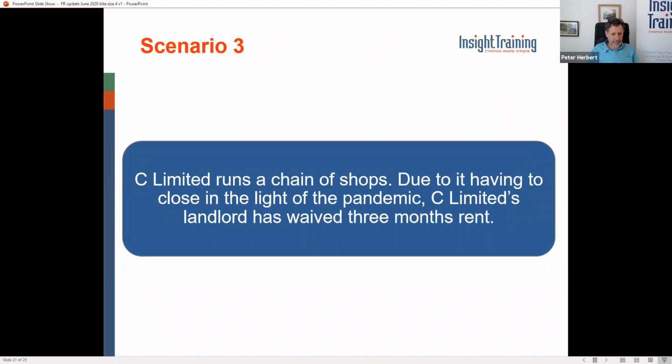And here it is. So C Limited runs a chain of shops. Due to it having to close in the light of the pandemic, C Limited's landlord has waived 3 months' rent.